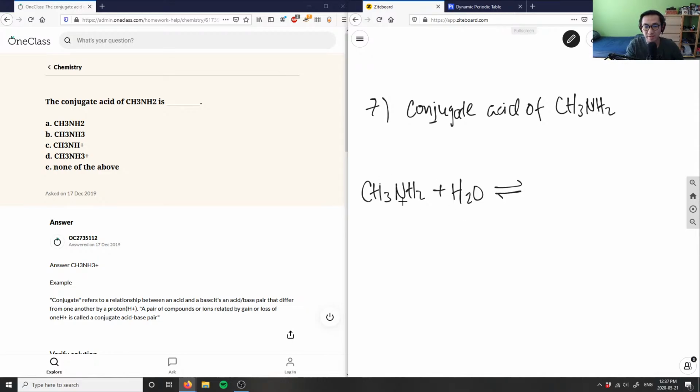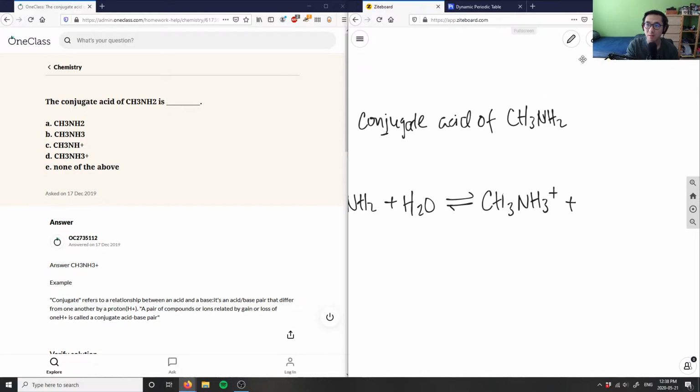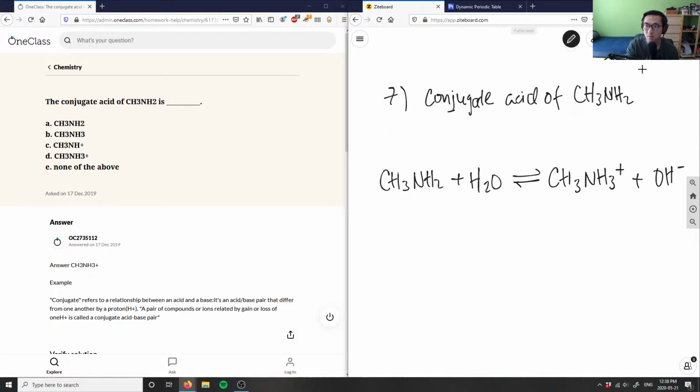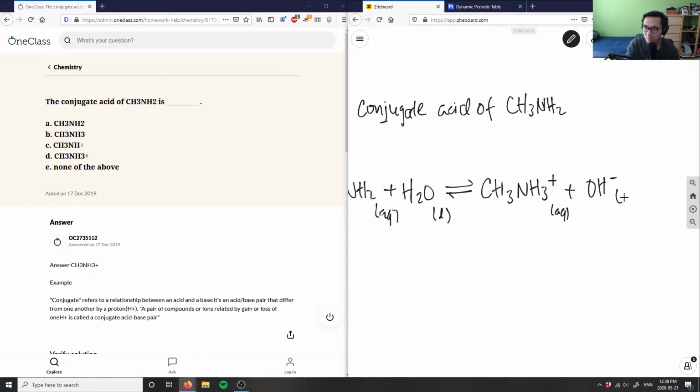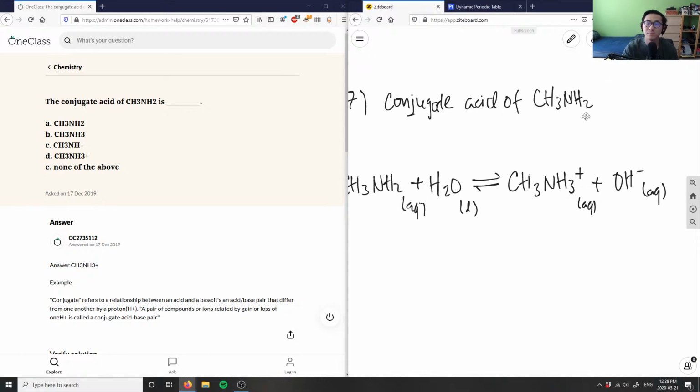So as you can see, this CH3NH2 here is going to accept a hydrogen, right? So this here is going to be CH3NH3 plus. It's going to accept a hydrogen from this water and then get OH minus here. And again, these are all in aqueous solutions. You could put aq here. Water is liquid. There's aq as well, if you want to be really specific with the states.